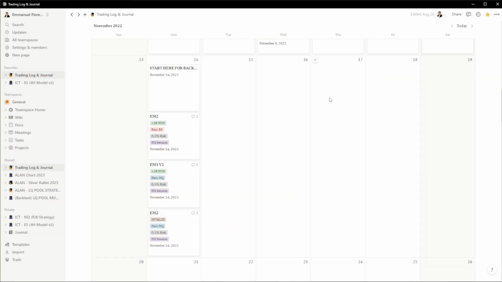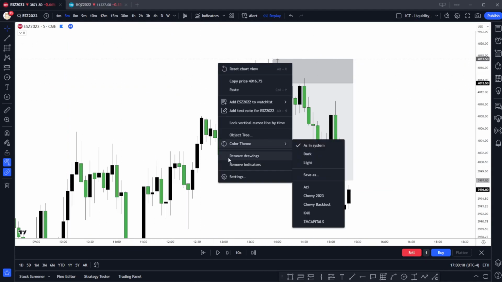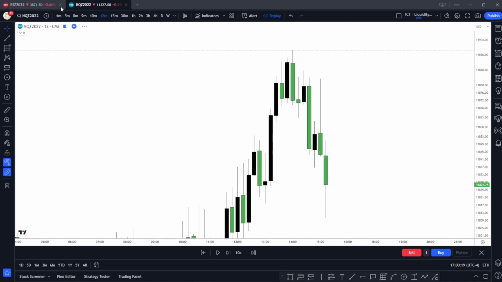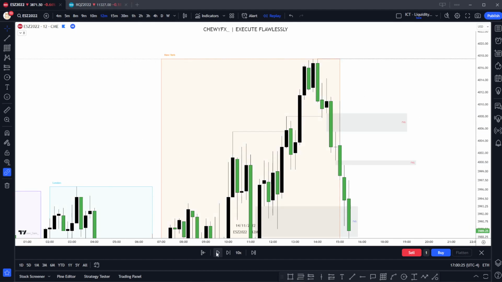Okay, so that'll conclude that trading day. Obviously, we've taken a while to go through this day, but we can see it was well worth it. We would have closed positive with 5R for the day. So now let's delete all of our drawings here and then go back over to the 12-minute time frame. Let's let it go through everything.